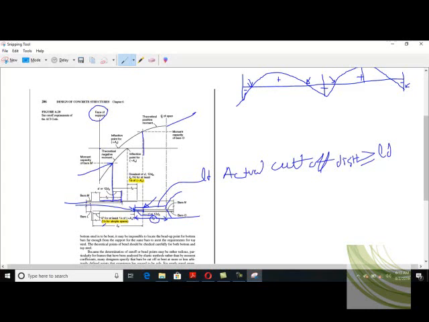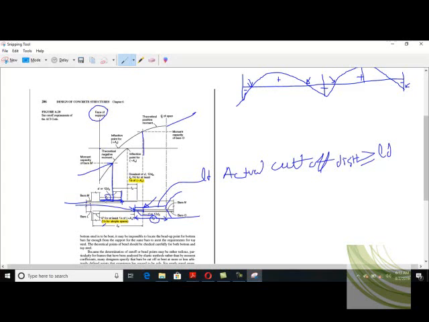This is your actual cutoff point for your negative steel, and this distance is basically the actual cutoff distance for negative steel. And this distance must be equal to LD or greater than LD. And one other piece of information it gives you is that of the total negative area which you are providing there, 1/4 of the area must be continued.